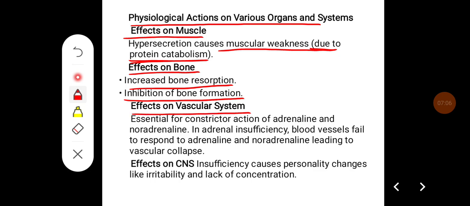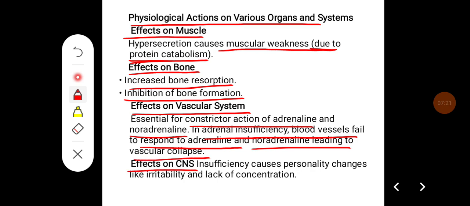Its effect on the vascular system: it is essential for the constrictor action of adrenaline and noradrenaline. In adrenal insufficiency, blood vessels fail to respond to adrenaline and noradrenaline, leading to vascular collapse. Effects on the central nervous system: insufficiency causes personality changes like irritability and lack of concentration.